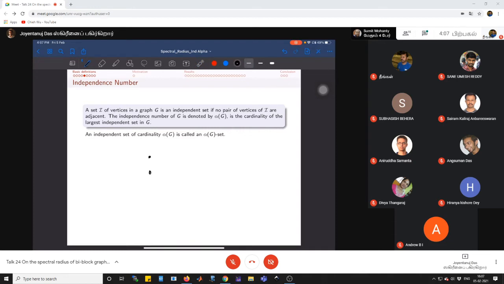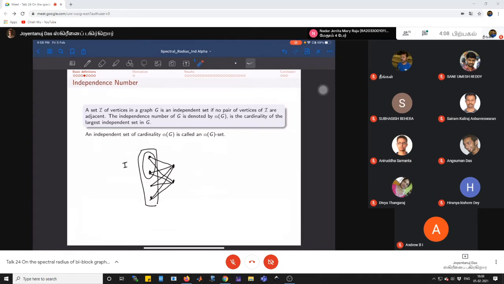Let us take a complete bipartite graph. If I take these two vertices, then it is an independent set because these two have no edges in between. But the maximal independent set will be if I take these four vertices. So this is a maximal independent set, and the independence number of this graph will be 4. An independent set of cardinality alpha(G) we will call an alpha(G)-set.